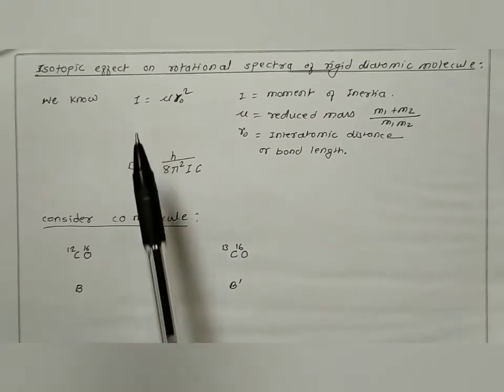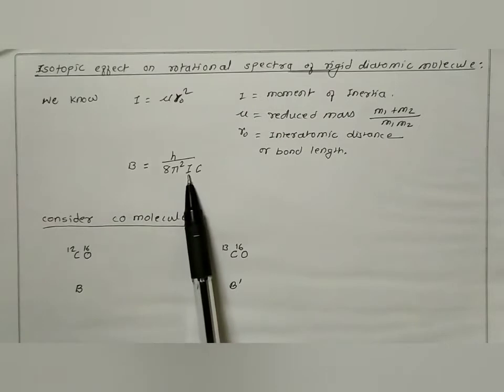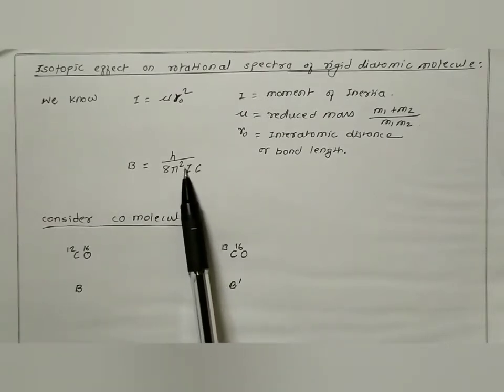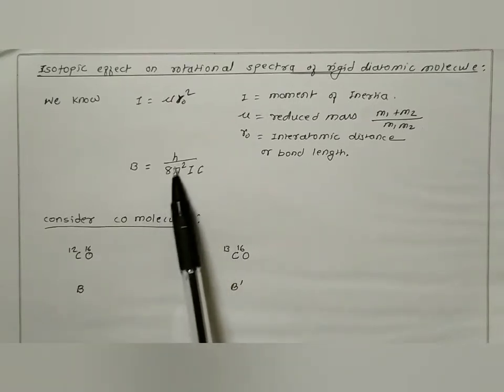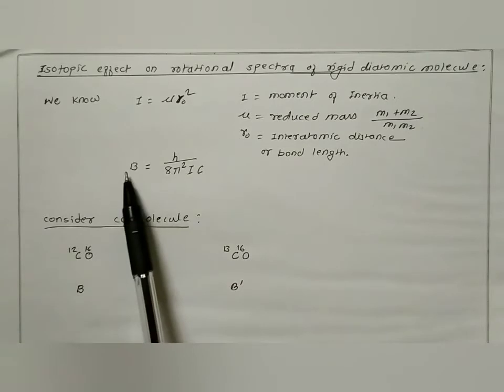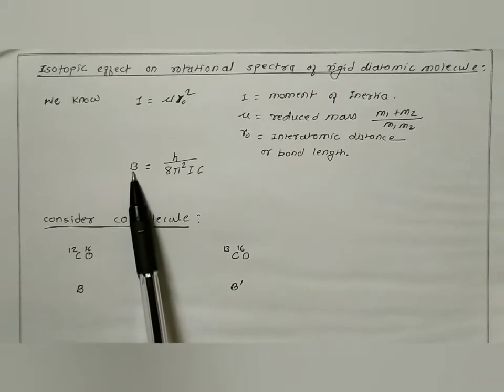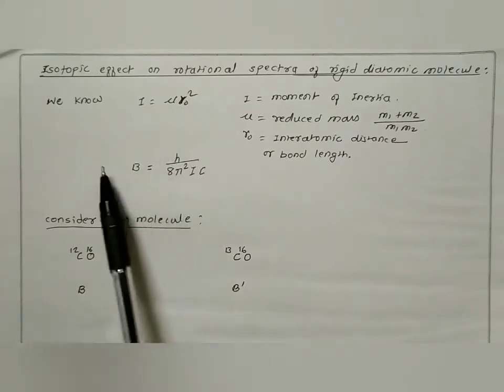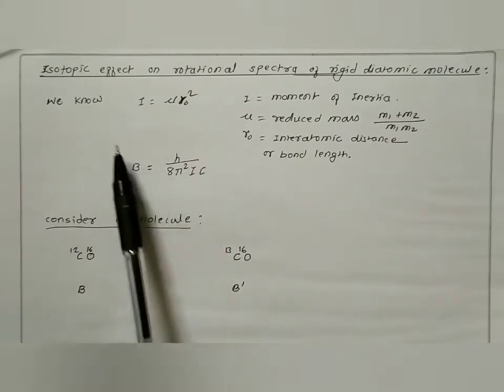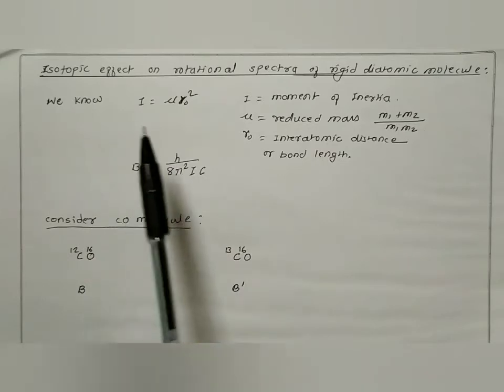If you put this I in this equation, if there is an increase in the moment of inertia, as it is in the denominator, then there is a decrease in the B value, the rotational constant. Clear? If you understand this relation, then we will go on to see the isotopic effect on rotational spectra.